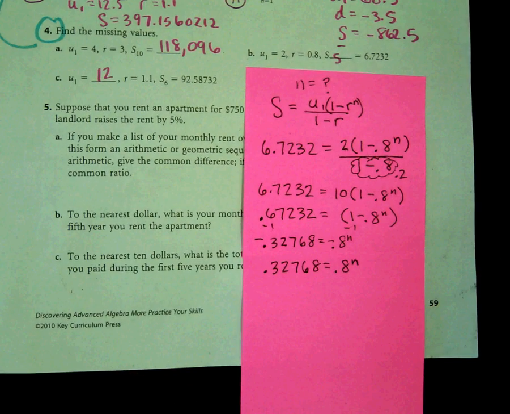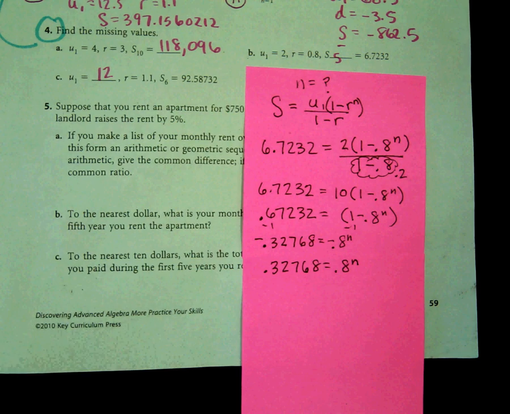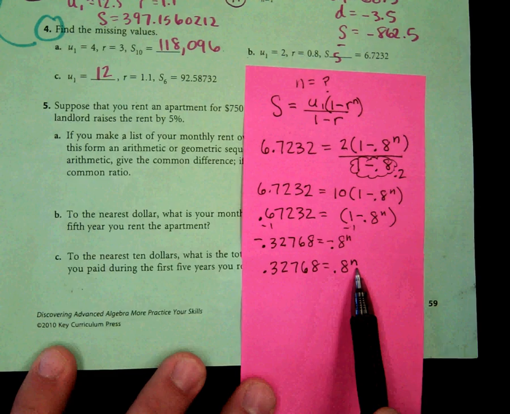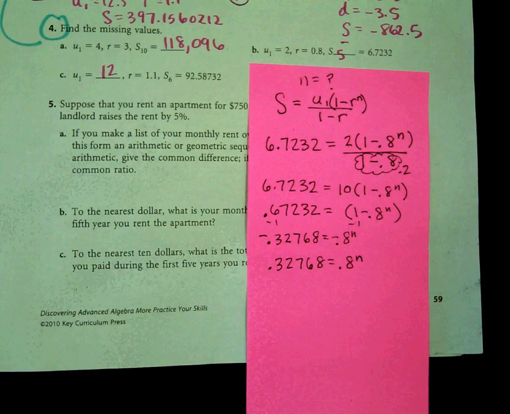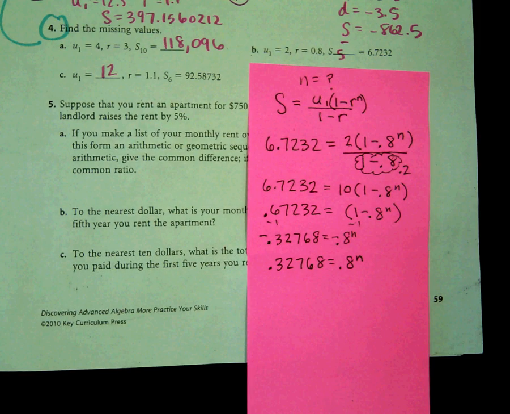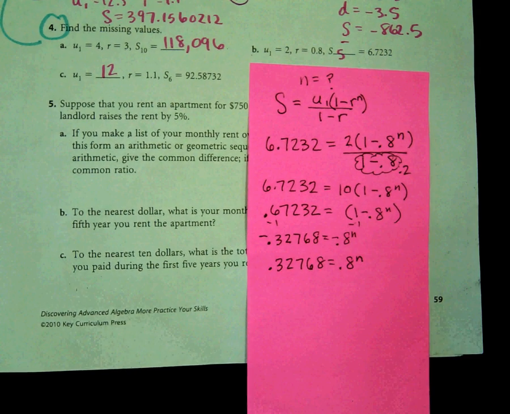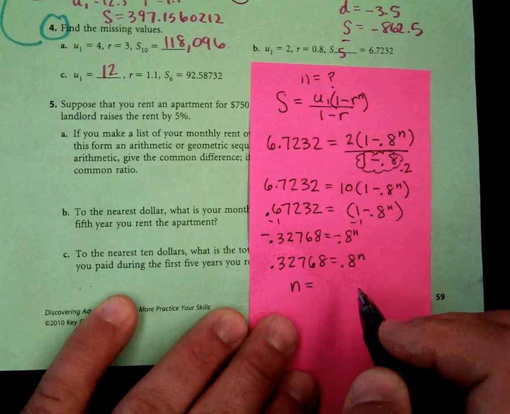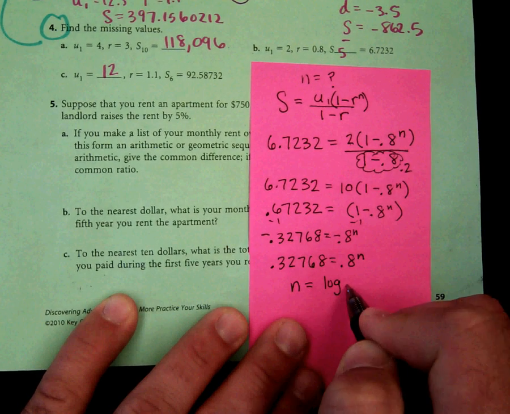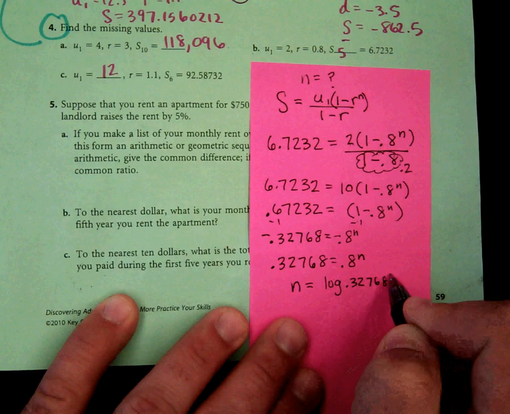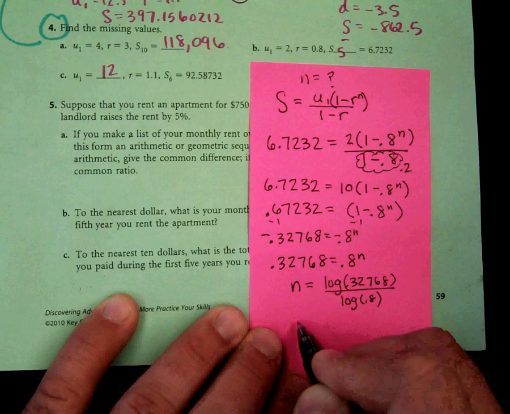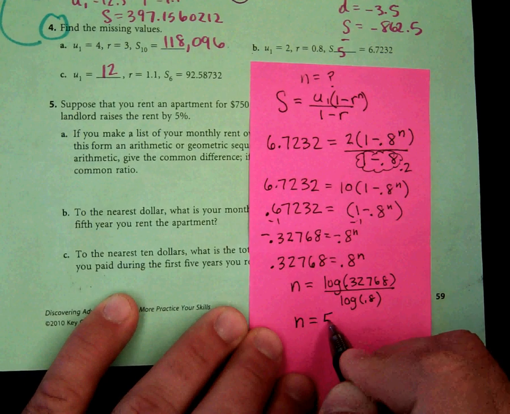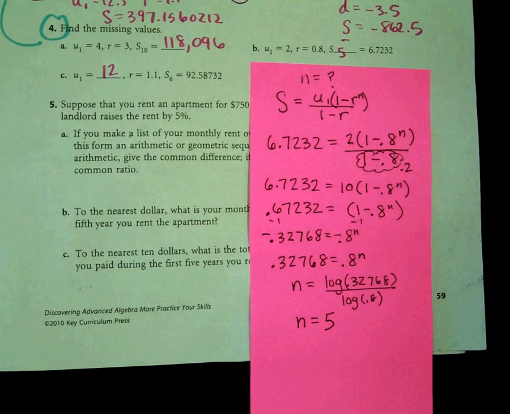In Algebra 2, Unit 5, back in December/January, we learned when you're trying to solve for the exponent, you log it. You can either log both sides, or you can rewrite it in log form. It's up to you. In any case, the n would be the log of 0.32768 divided by the log of 0.8. You should get 5. If you get a decimal, round it up.